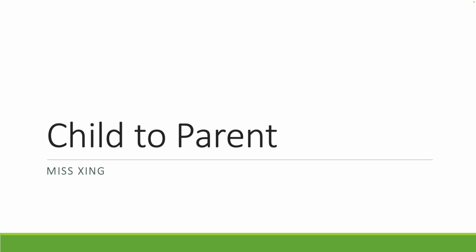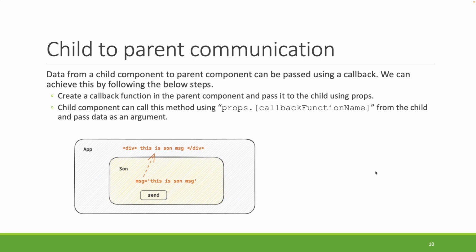In this video, I'm going to talk about the second way of communication between components in React: child to parent. The child to parent communication flow is like what? The data or the state is inside your child, and you also want to get it in your parent. The data from child to parent component can be passed through a callback. Callback, in simple words, is a function. We can achieve this by following steps.